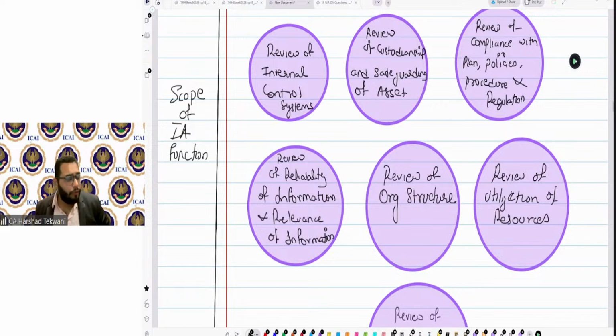The next part is review of organizational structure. Why do you think this is important, and what will internal audit do in this? Let's discuss this next part. Why do you think the internal audit function will review this, or should review this? Why is it important and what will they do in this particular area?